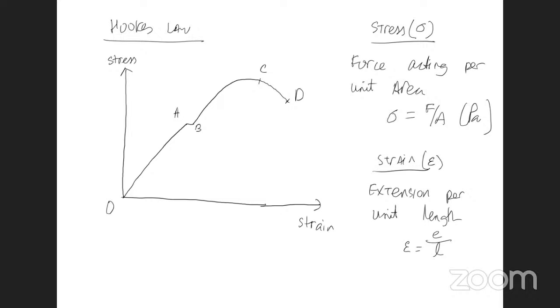O to A is a straight line through the origin, where stress is proportional to strain. Write it down so you will know. Stress is proportional to strain, and Hooke's law is obeyed.